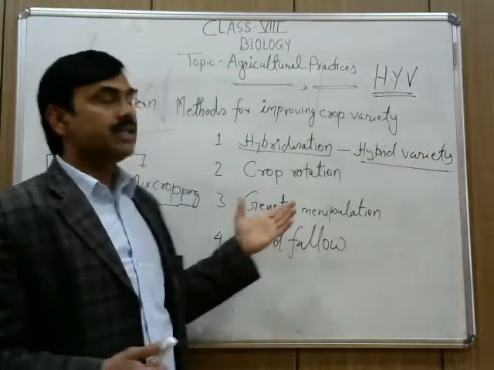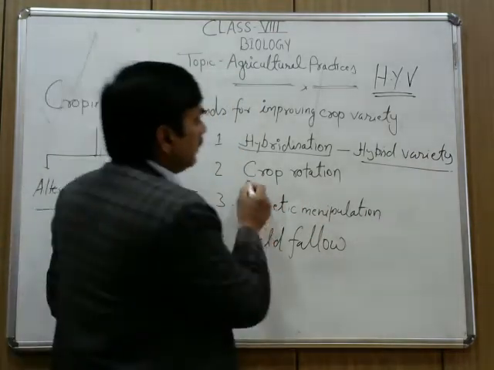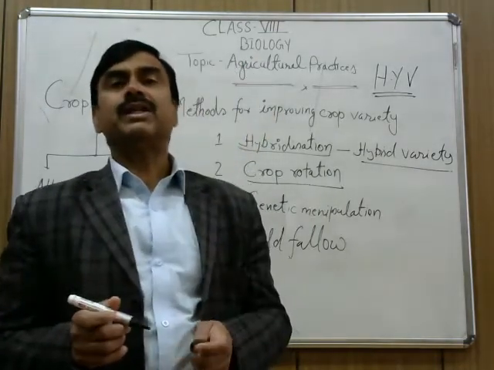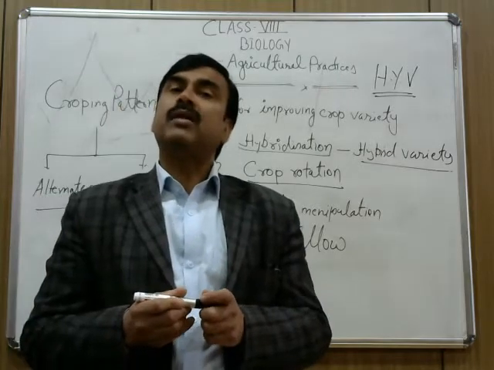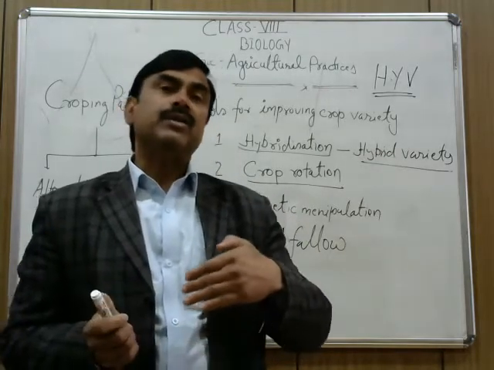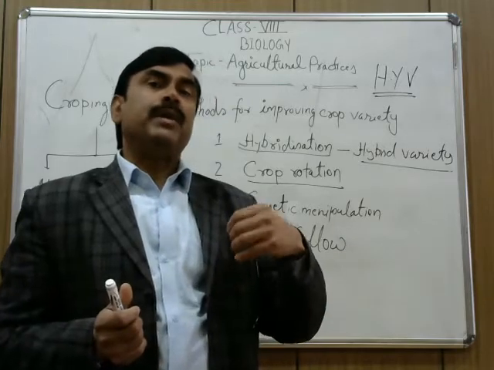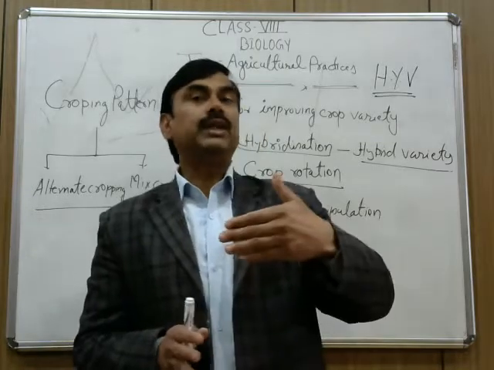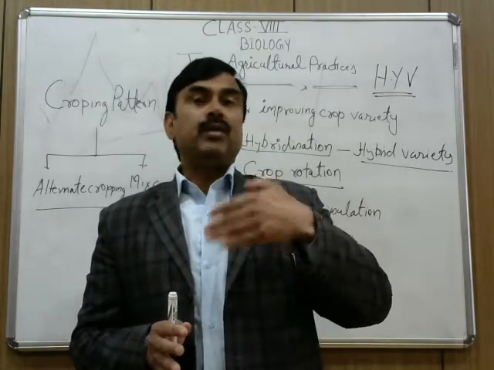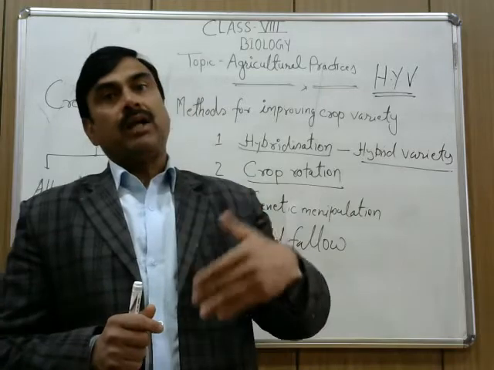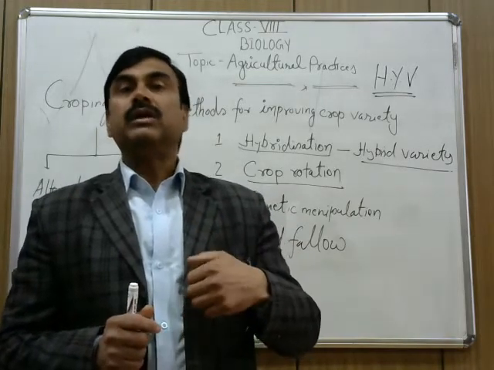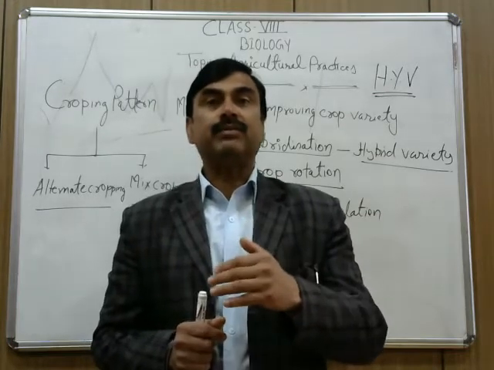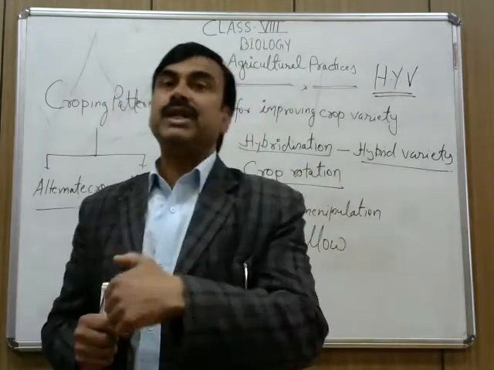Now, the second step is very, very important: crop rotation. As I told you, in the crop rotation method, we should not grow the same crop year by year. It means we should not grow the same crop for many years continuously, but we should change our crop after 2-3 years. Suppose we are growing wheat, and after 2-3 years we should grow pulses in that very field. What is the importance of growing different crops, changing crops?